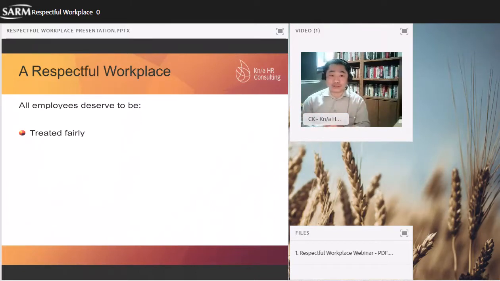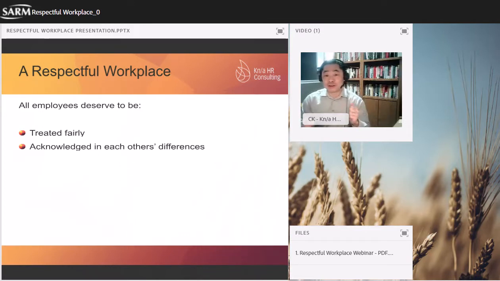For example, if employees are being considered for promotion, it has to be based on their qualification to perform the job they're being promoted for, and not because of any personal relationships with the decision makers of that promotion. The second thing is that in a respectful workplace, employees are acknowledged in each other's differences, whether it's based on race, age, disability, sexual orientation, gender, or any other quality. Again, this is all about equal opportunity, where differences are acknowledged and respected.